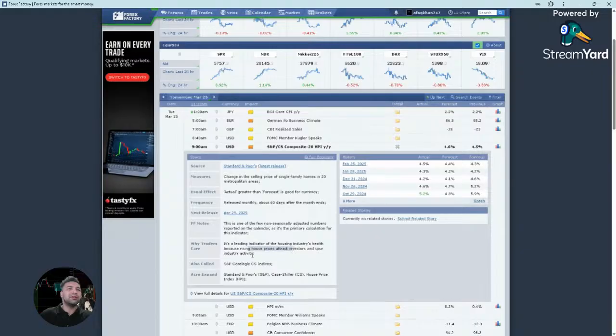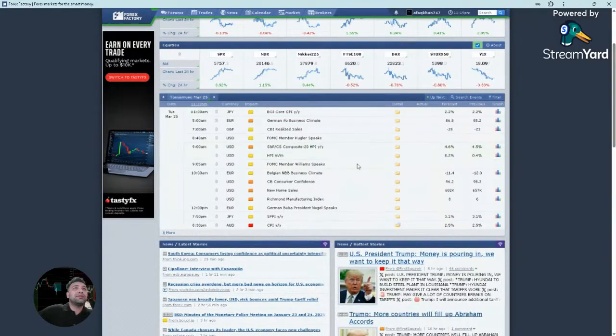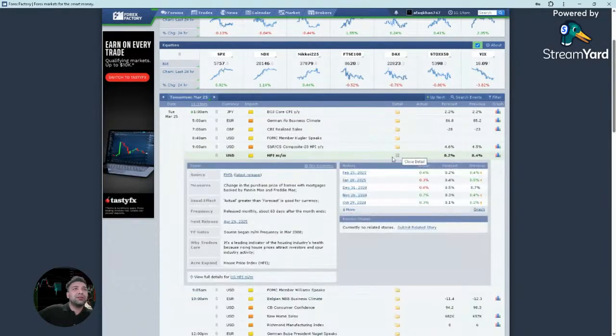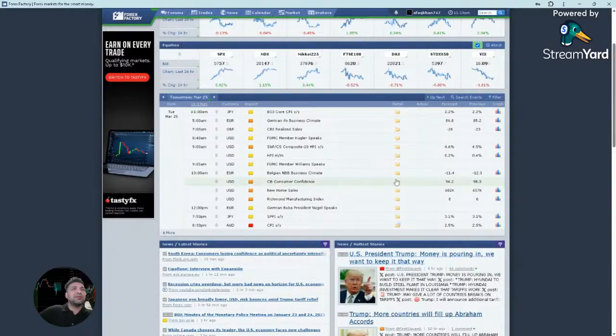It tracks the investors and spurs industry activities. So it deals with the houses that are there. Similarly, HPI also deals with the changes in the purchase prices of homes with mortgages backed by Fannie Mae and Freddie Mac. So it is actually a leading indicator for the housing industry that can tell us about the housing industry. Then we have consumer confidence.